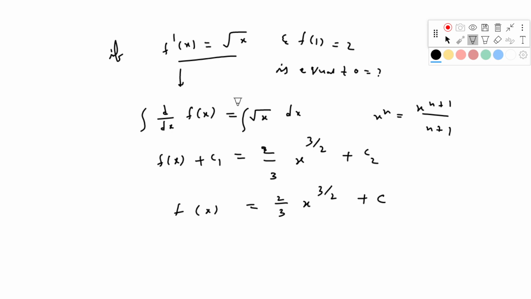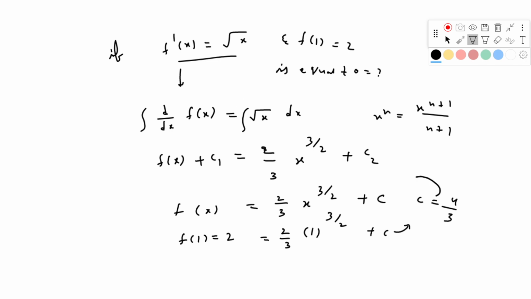Now what I have to do? They have given the condition f of 1 equal to 2. So in place of x, if I put 1, then f of 1 value is already given, that is 2. So 2 equal to 2 by 3 into, in place of x I have 1, so 1 whole power 3 by 2, plus c. Yes? Okay. So if you find out, c equal to 2 minus 2 by 3, because 1 power 3 by 2 is 1. That is 4 by 3.